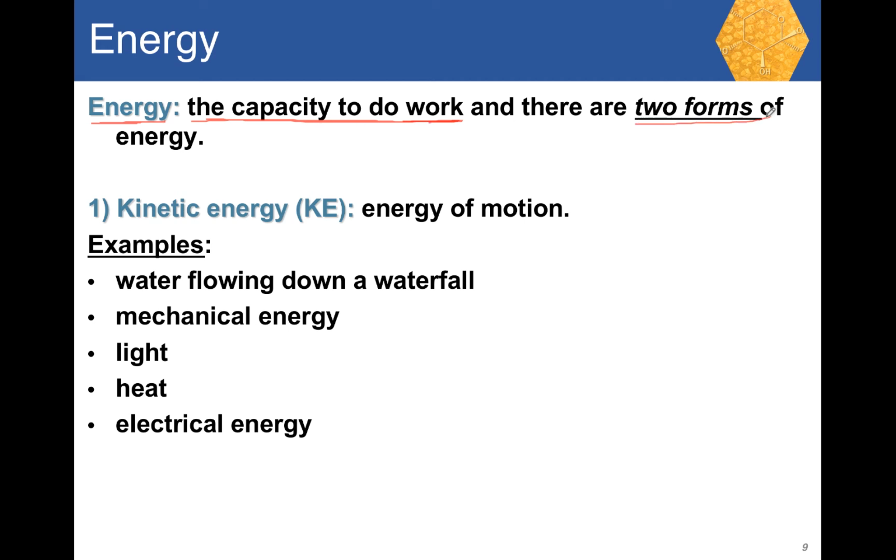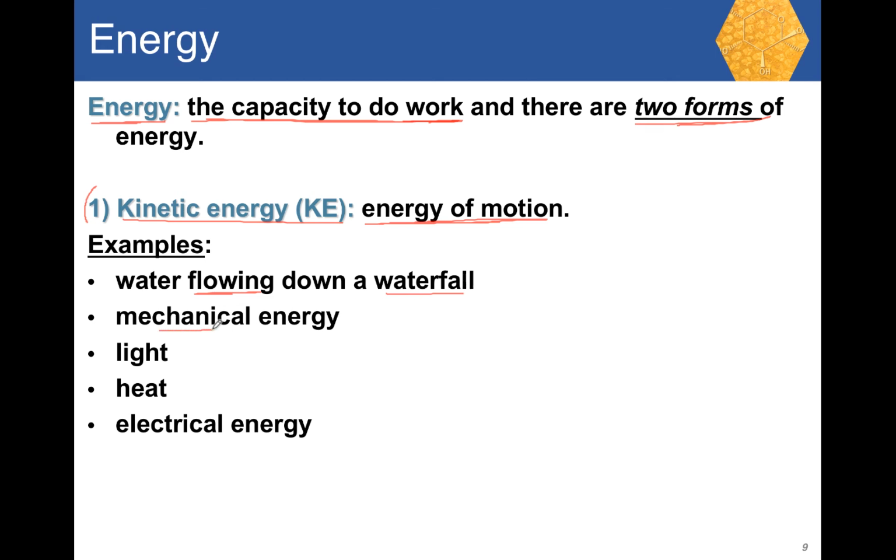There are 2 forms of energy. The first is kinetic energy, KE. Let's define that: energy in motion. So it's energy that's in motion. Work in motion. Examples: water flowing down a waterfall. Flowing, in motion.